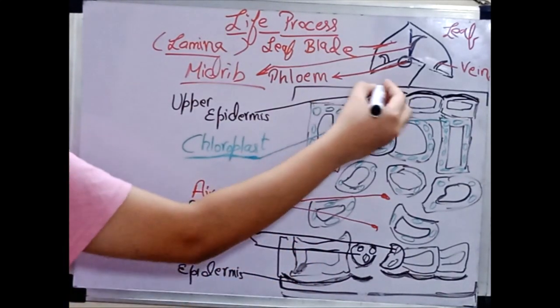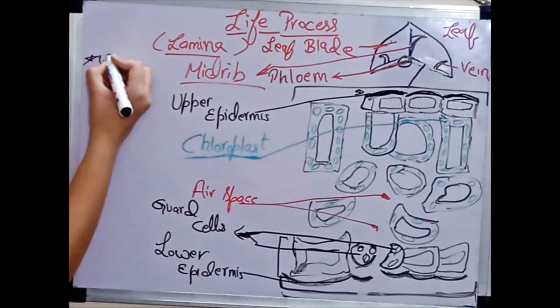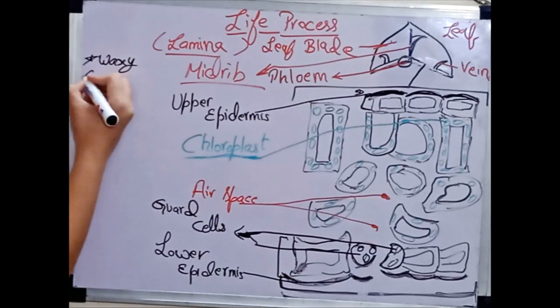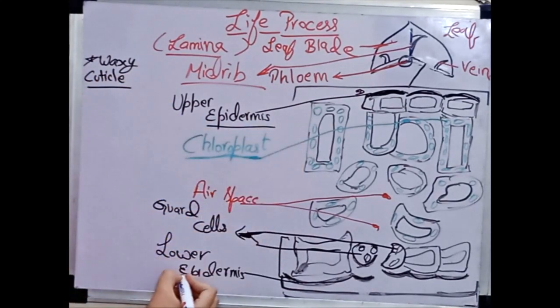And there is one more thing on top of this. Let me write it up here. That is waxy cuticle. Waxy cuticle, epidermis, the use of these three is to protect; that is the main use. Let's start from the very beginning.